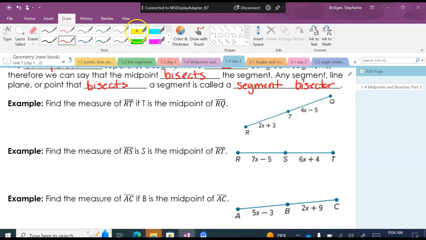Perfect. 2x plus 3, this little piece, is going to equal 4x minus 5 because T is in the middle, therefore those 2 smaller pieces are congruent. So we can just set them equal to each other and solve for X. So go ahead and do that. Solve that equation for X for me, please.